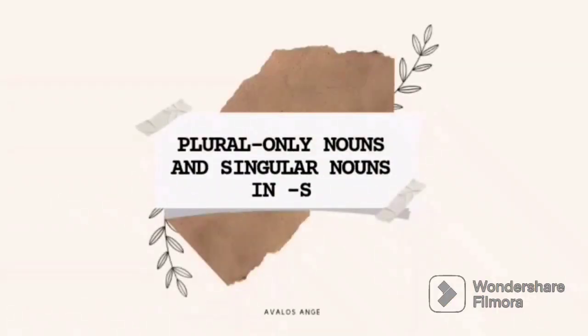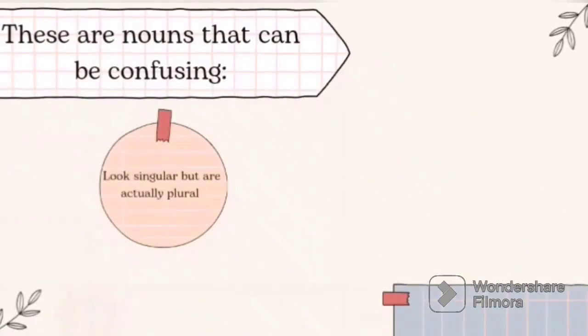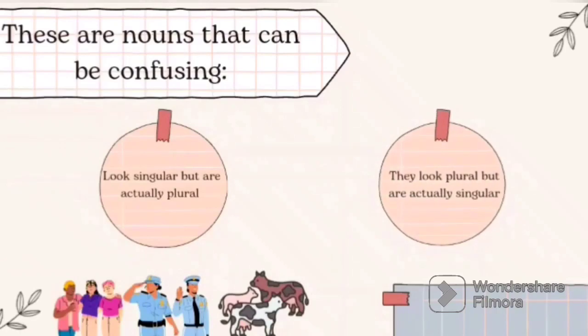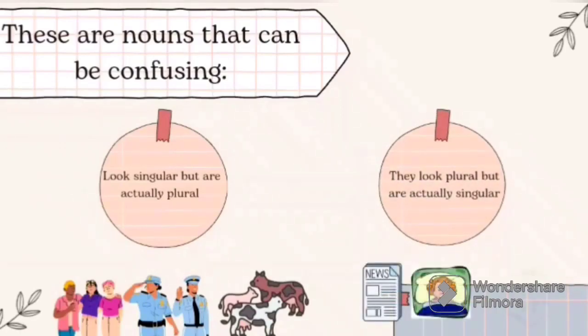Plural only nouns and singular nouns in s. These are nouns that can be confusing because they look singular but they are actually plural, like people, police, cattle, stuff. Others look plural but are actually singular, like news, mumps, checkers.